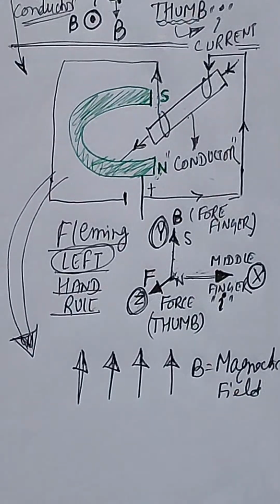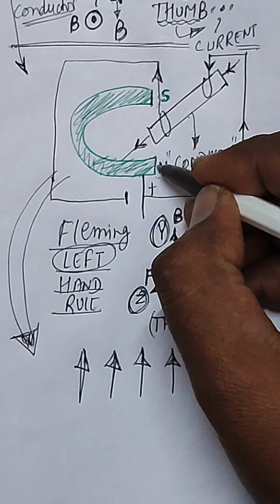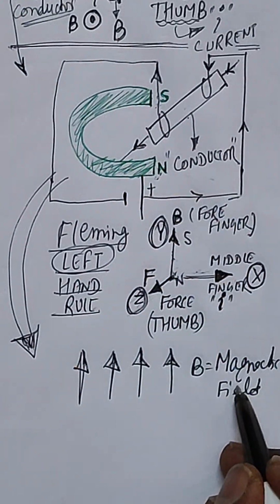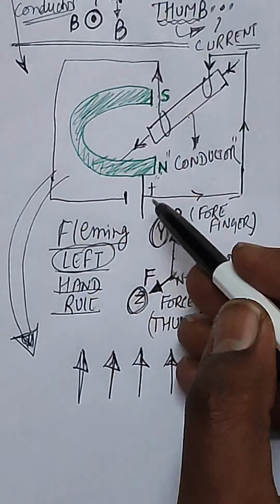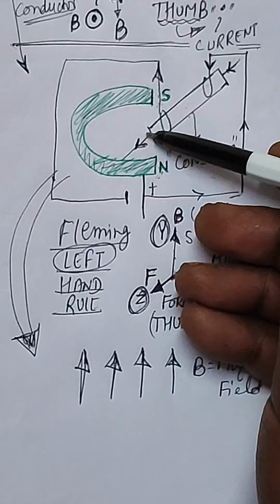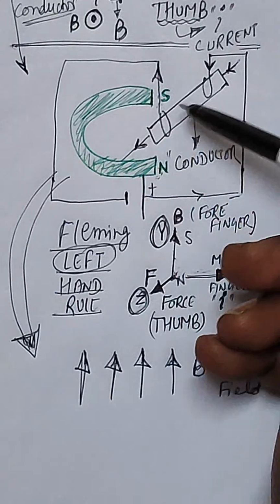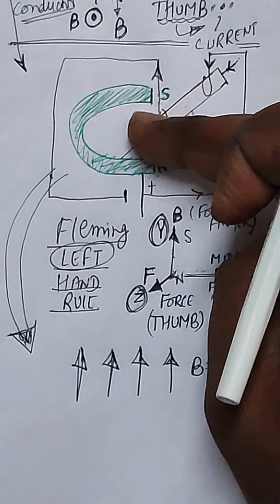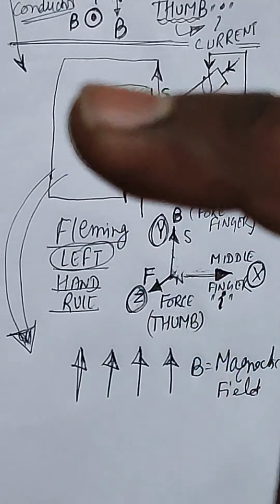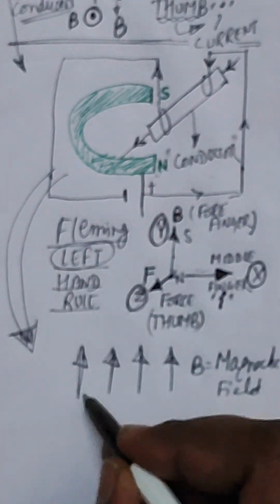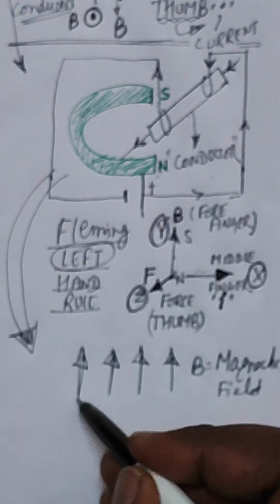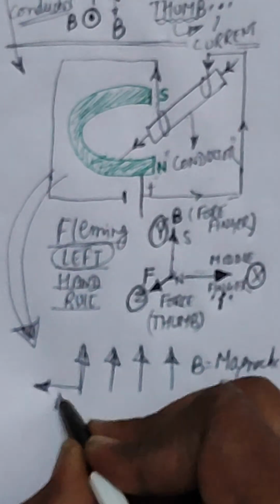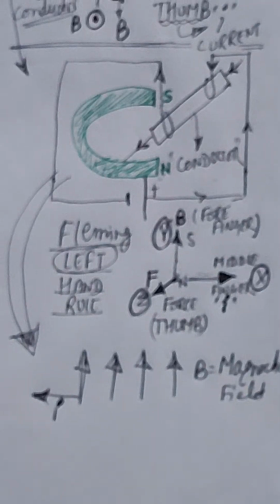Now just apply Fleming's left hand rule. North to south is the direction of the magnetic field in this experiment. And the conductor is standing perpendicular to it. If I am not able to explain the figure because it is two-dimensional, this conductor is standing over here like this, coming towards the camera, right? So here you can see this is I. The current is in the direction like this.